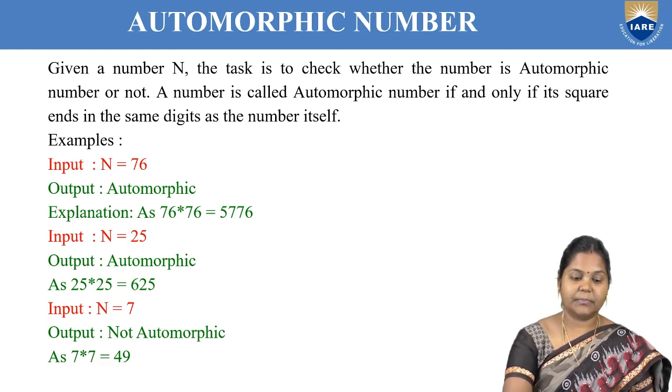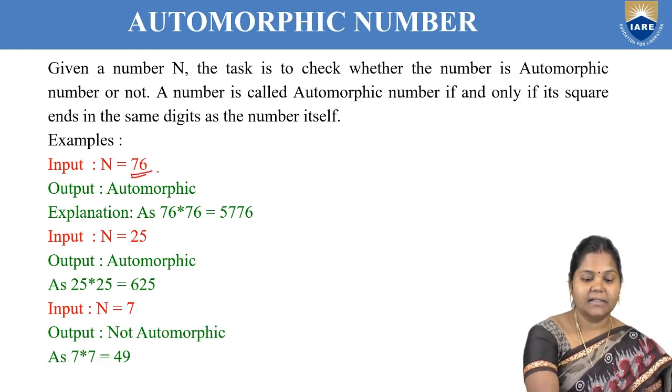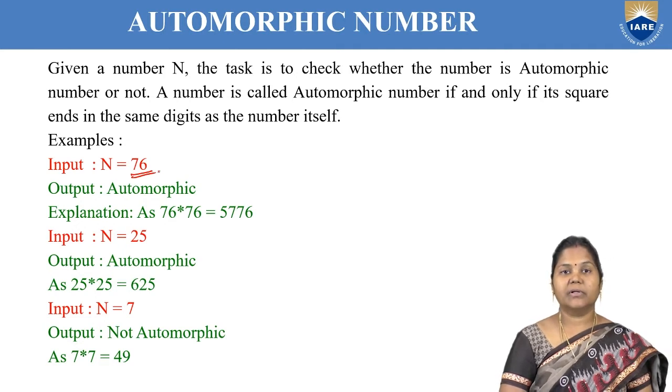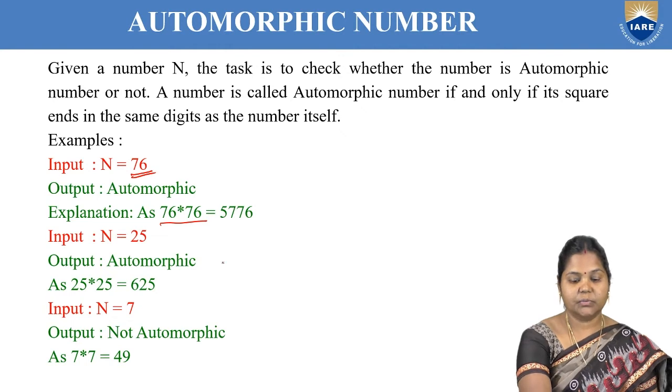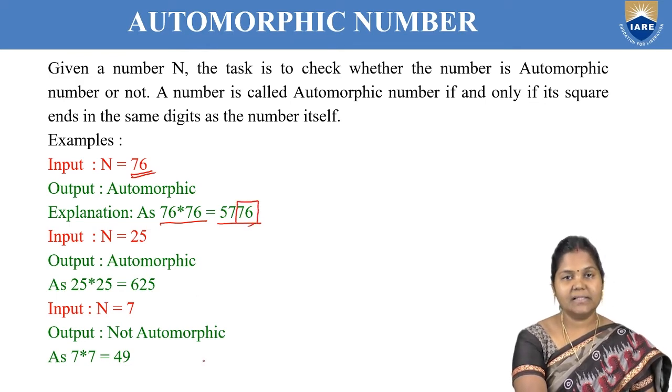Now look at this example. If n is equal to 76, is this number automorphic or not? For that, you find out the square of this. The square of 76 into 76 is 5776. Now, if you see the last two digits, it contains the original number itself. So this is an automorphic number.